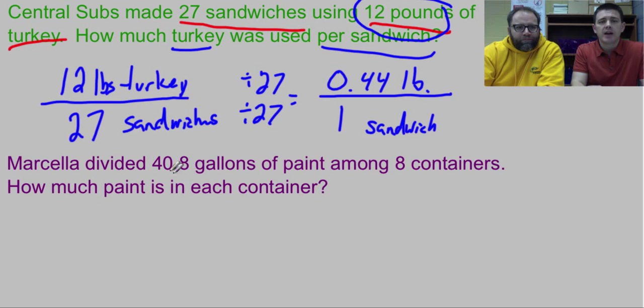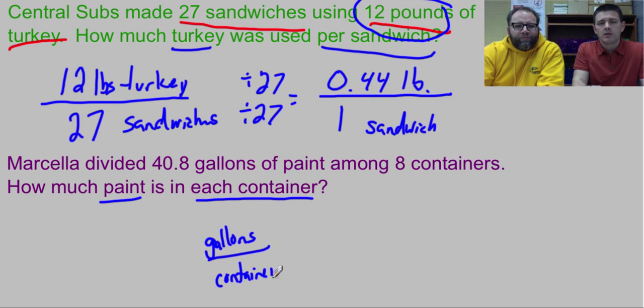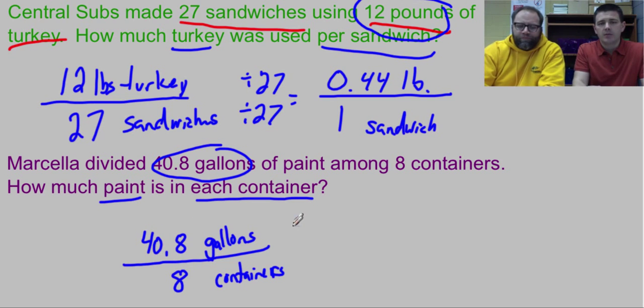Last one, Marcella divided 40.8 gallons of paint among 8 containers. We want to know how much paint is in each container. So we want gallons of paint on top. We want containers on the bottom. You think my writing would be getting better by now. 40.8 gallons. That goes on top. 8 containers on the bottom. And then remember our rule.